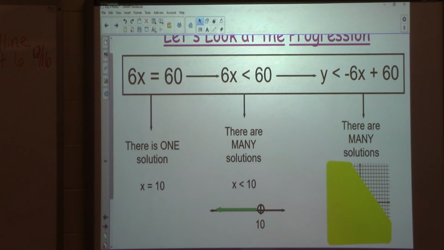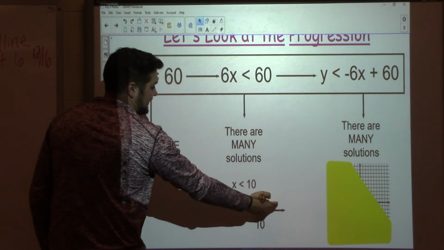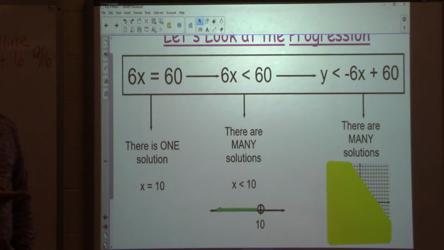Then we talked about inequalities. 6x is less than 60. You divide by 6, you solve, you get x is less than 10, right? We graph it on a number line. There's a ton of different solutions, and there's only one variable, so we only need one axis. Well, today we're going to introduce that second variable. We're going to talk about x and y in the same problem with inequalities.